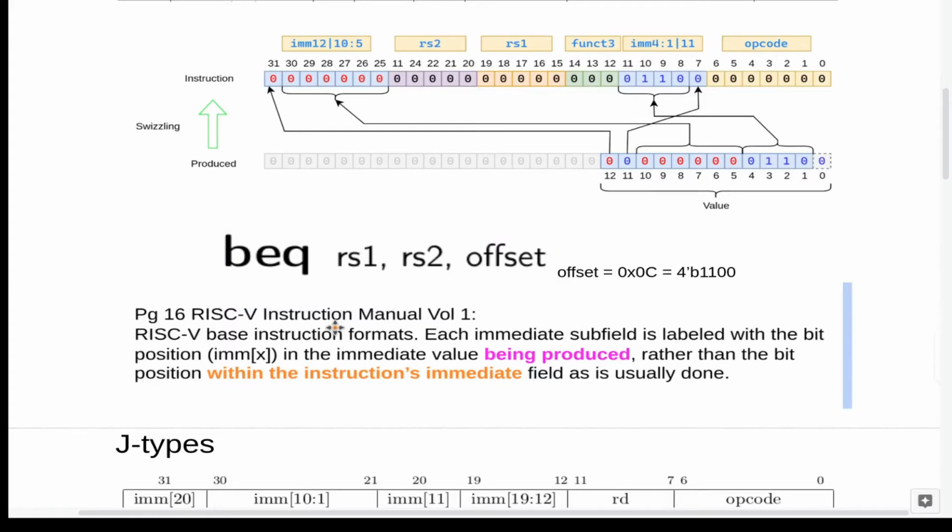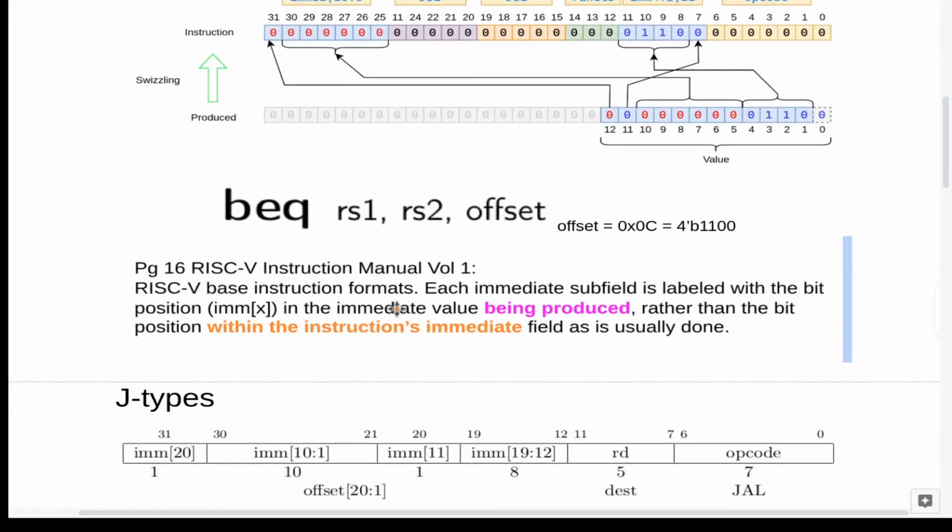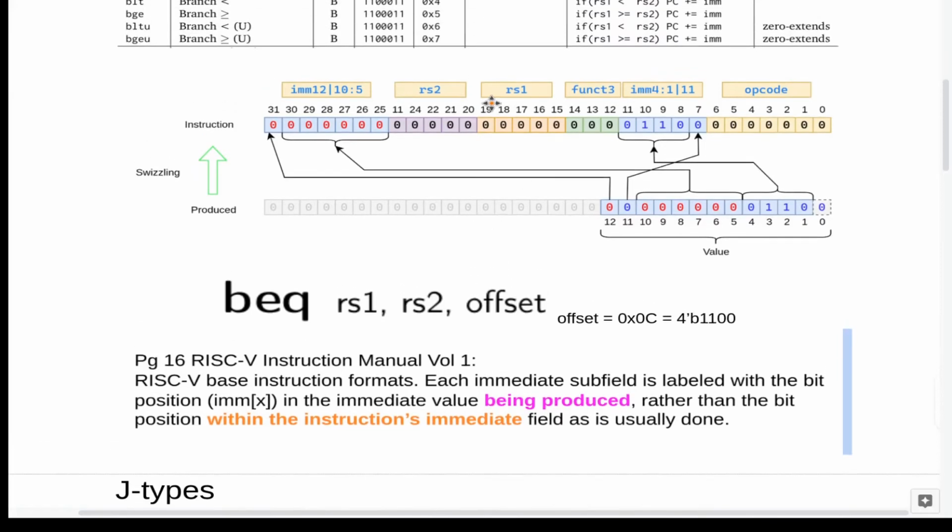And again, as a repeat, we talked about volume 1 and looking at figure 2's comment. It's very important that we consider the produced value rather than the bit position within the instruction's immediate field. And that's what they were talking about in the figure, is this kind of swizzling.